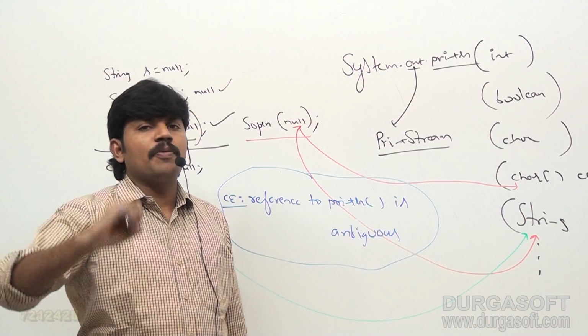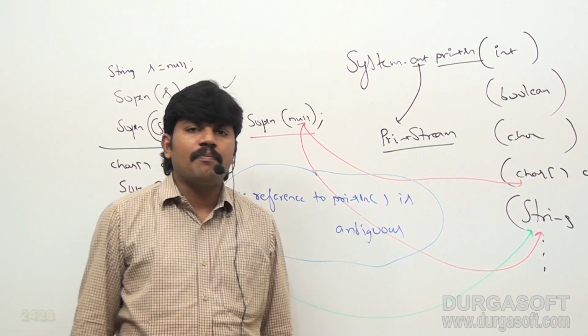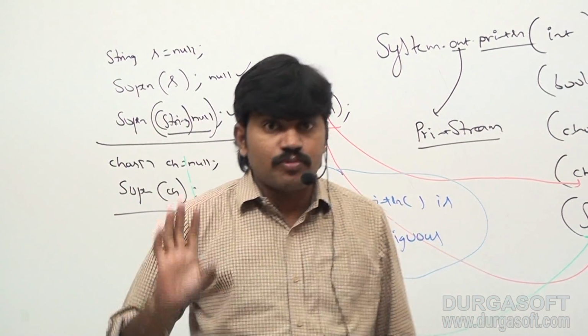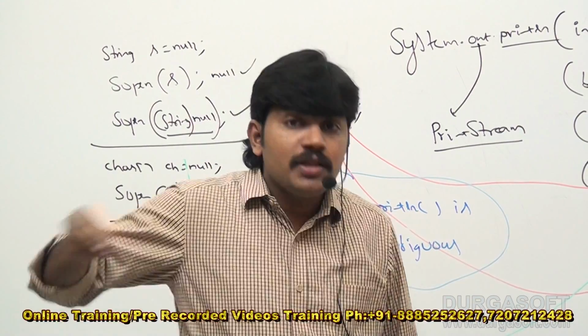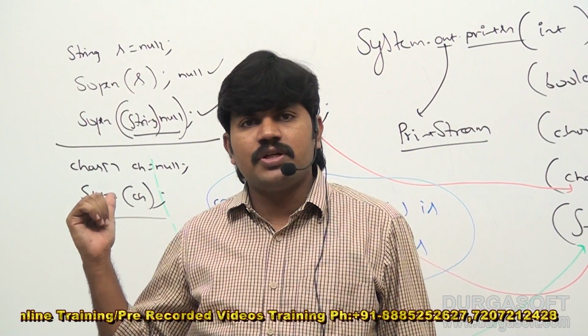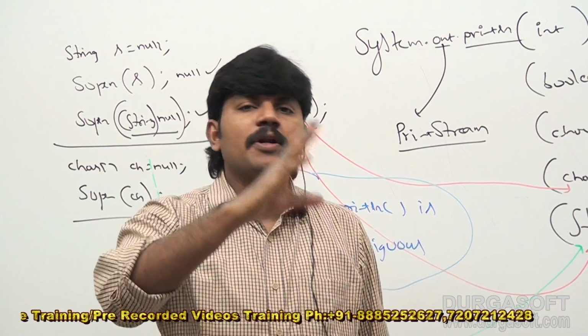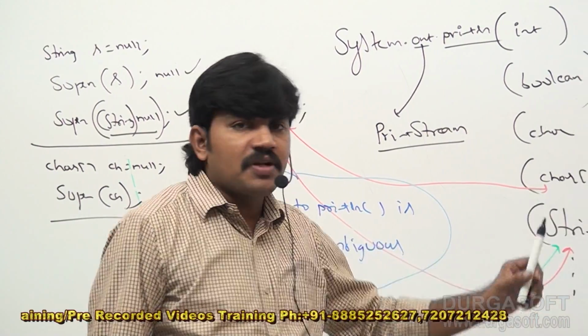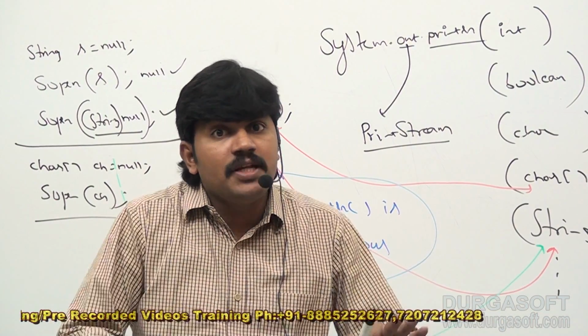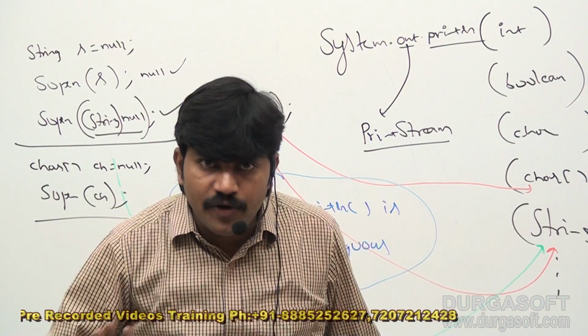Sir, if you are trying to print null directly, what will happen? Compile time error, an ambiguity problem. Why is this problem coming? What is the solution? Assign null to a particular type, then the corresponding println method is going to execute. Happily, it is going to execute, right? Clear for all of you, right?